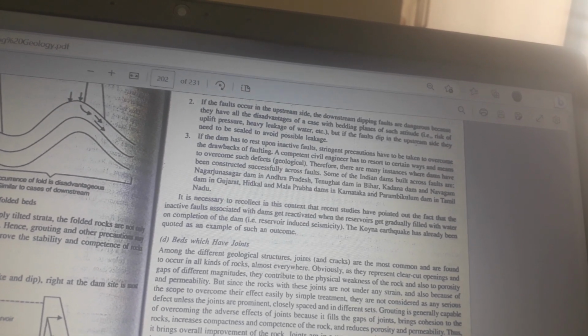Beds which are parallel to the length of the valley. Therefore, as far as the effects of joints over dam sites are concerned, they will be similar to the effects of attitudes of bedding planes which have already been discussed. Beds which are parallel to the length of the valley.